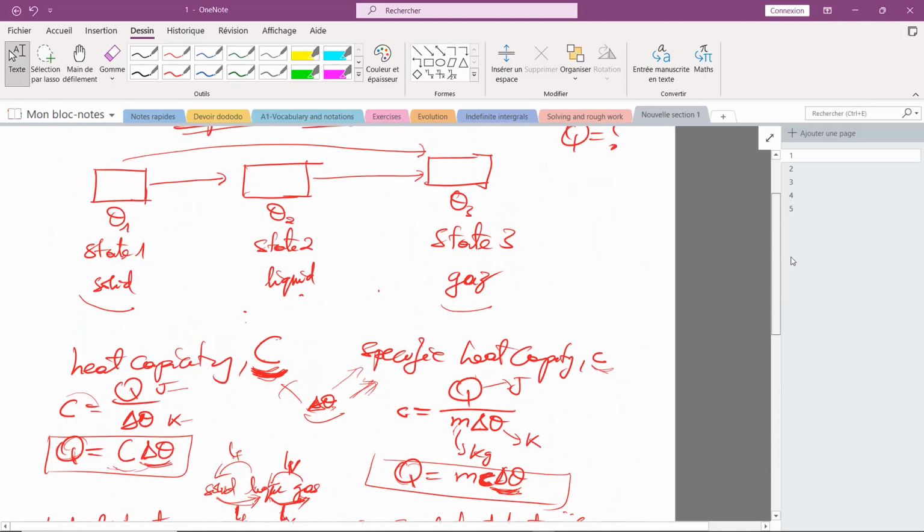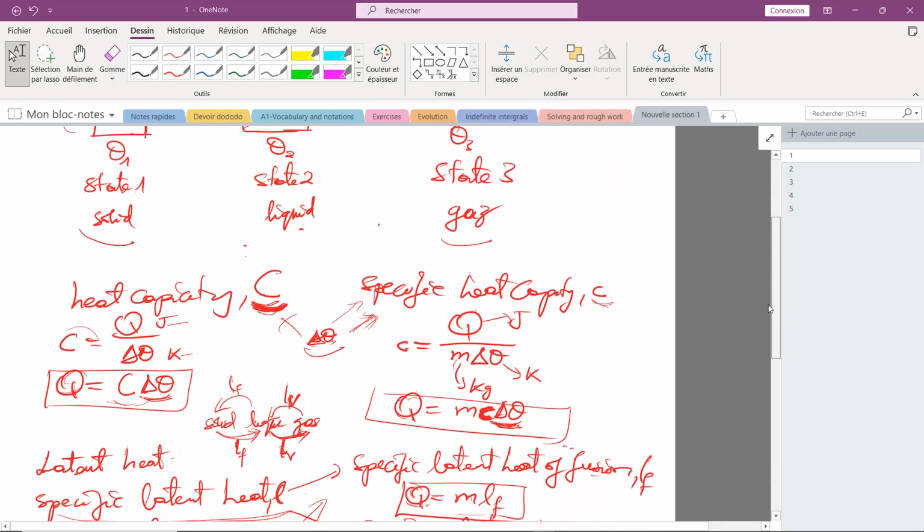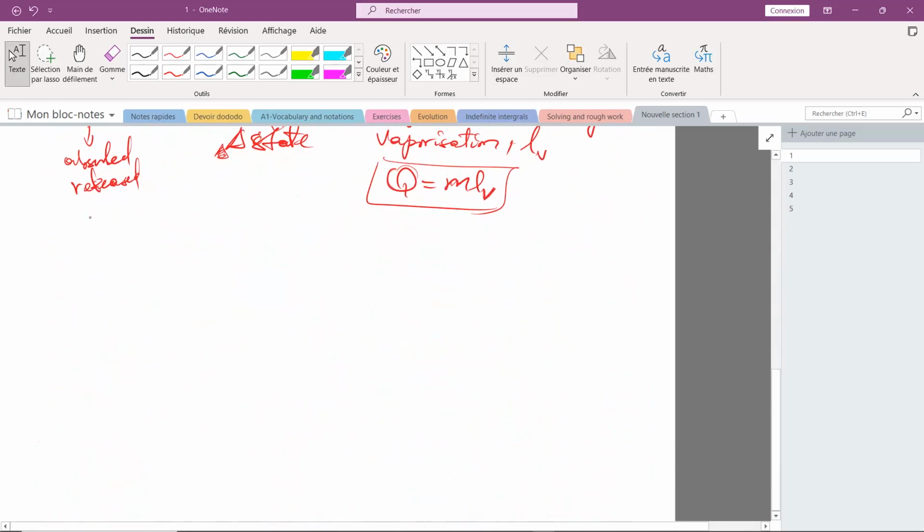So I'm going to explain a very small principle now. Let's take this small illustration. Our question is to calculate the total energy that will be needed to convert this substance from state one, that is the solid state, to the gaseous state. How are we going to calculate this total energy? Let me explain how we're going to do this.